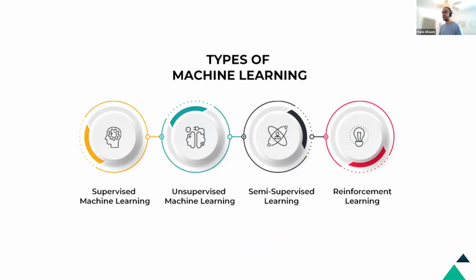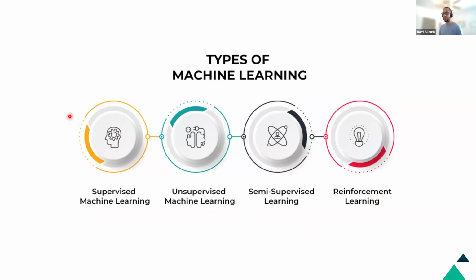But when it comes to the types, what are the types of machine learning algorithms? We have four main types. We have what we call supervised learning, we have unsupervised learning, we have semi-supervised learning, and finally we have reinforcement learning.